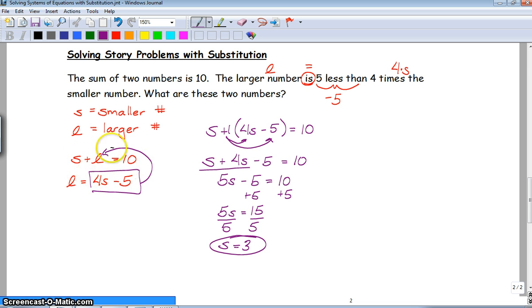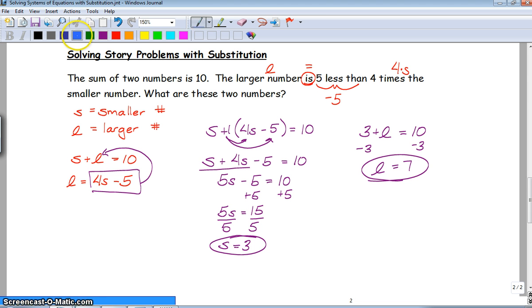So I'm going to use the first equation. Instead of S, we're using a 3. 3 plus L equals 10. Subtract 3 from both sides, and L equals 7. So this is my other solution.